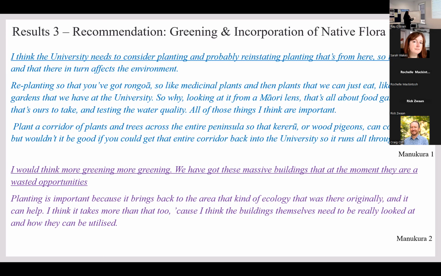The quotes highlight the potential to reinstate native plants in this area and bring back the ecology that was originally here. This may attract back local fauna such as kereru and wood pigeons, incorporate rongoa or medicinal plants, reintroduce Māori ideas of mahika kai, and promote more biophilic spaces.